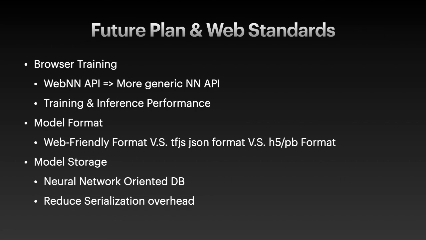And finally, we are thinking about model storage. As you know, a deep learning model is essentially a graph with some weights. And if we can come up with what we call a neural network oriented database, basically a graph oriented database that stores the information in a graph format, in this way we can definitely reduce the serialization and deserialization overhead when we are trying to put deep learning models into IndexedDB or some other regular database.